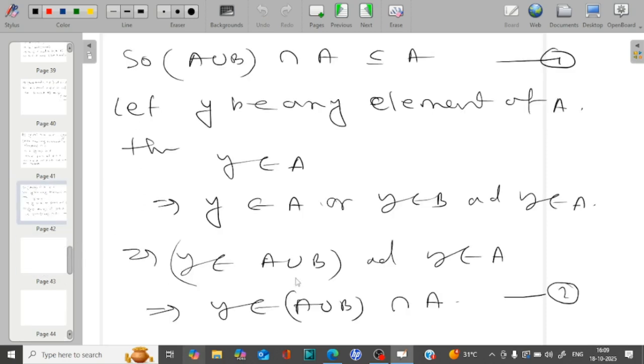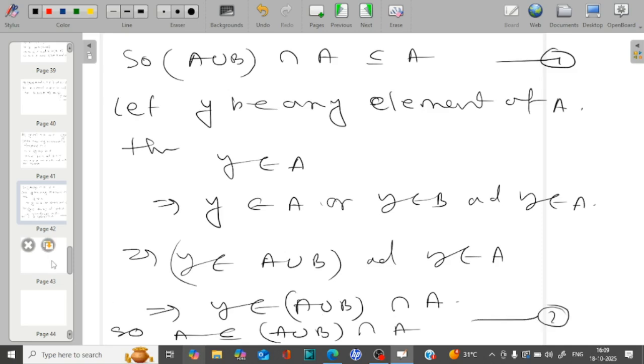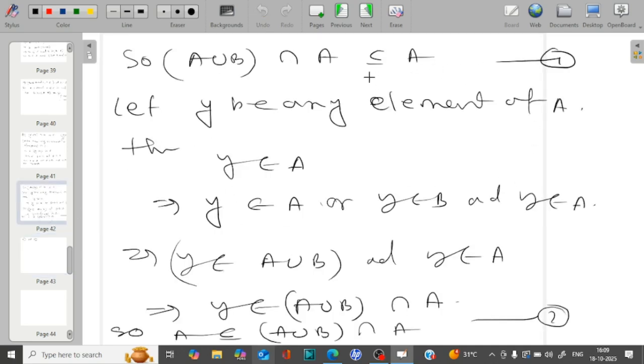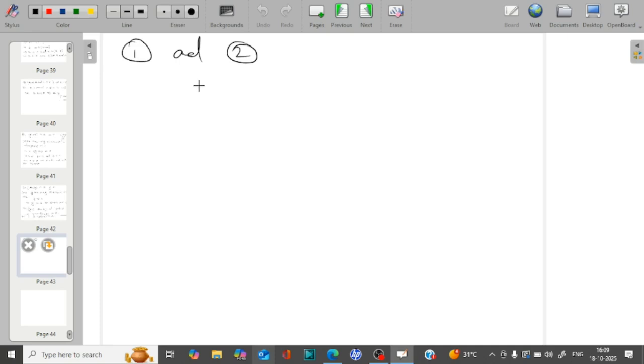Sorry, this is condition number 2. Here Y belongs to (A union B) intersection A, so that implies A is a subset of (A union B) intersection A. This is condition number 2. So from conditions 1 and 2, (A union B) intersection A is equal to A, okay.